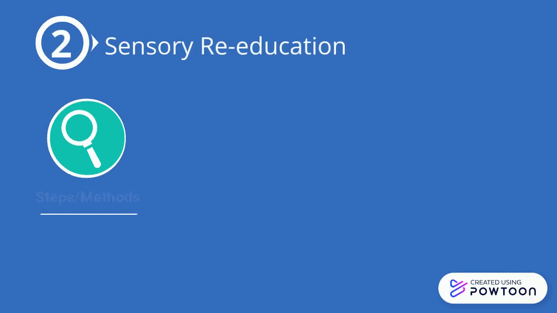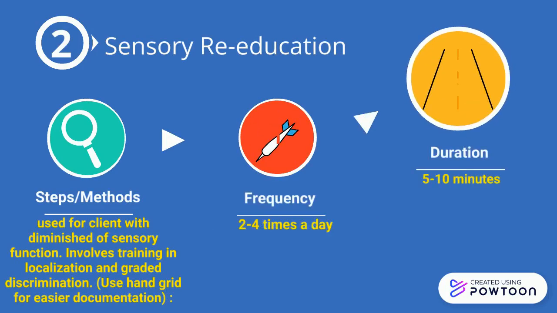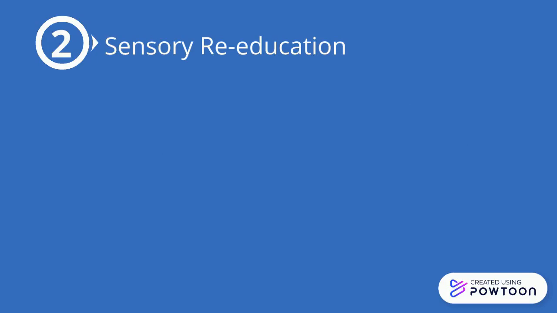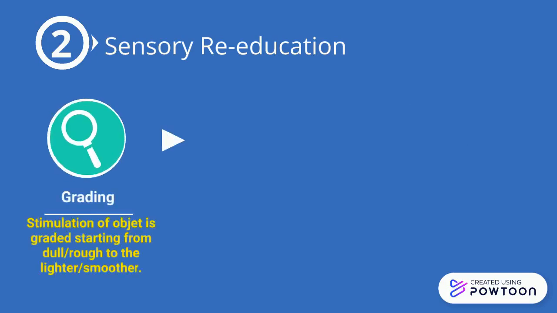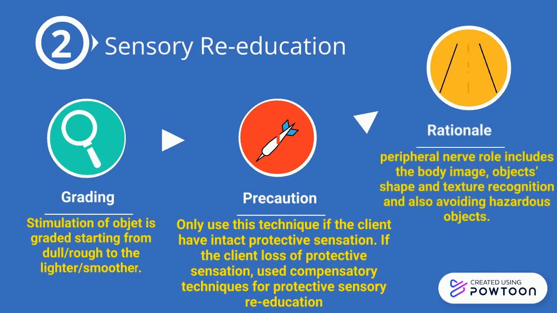Next is sensory re-education. It is used for clients with diminished sensory function, and involves training in localization and graded discrimination. It can be done 2 to 4 times a day, for 5 to 10 minutes. Stimulation with objects is graded starting from dull or rough to lighter or smoother. As a precaution, this technique can be used only if the client has intact protective sensation. If the client has lost protective sensation, use compensatory techniques for protective sensory re-education.